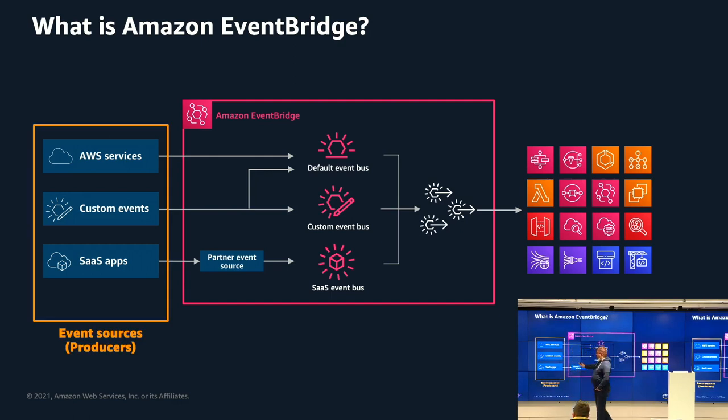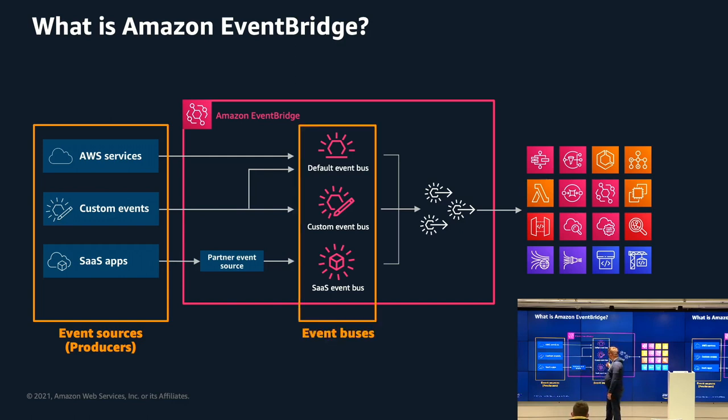So in terms of EventBridge, producers are event sources. It can be native AWS services. It can be custom events from your application, you can just put them into it. Or it can be a SaaS application from third-party developers.